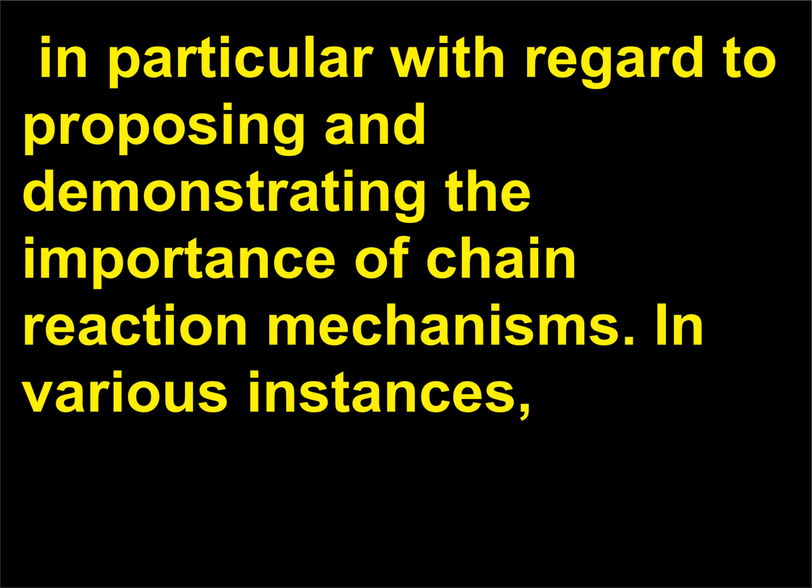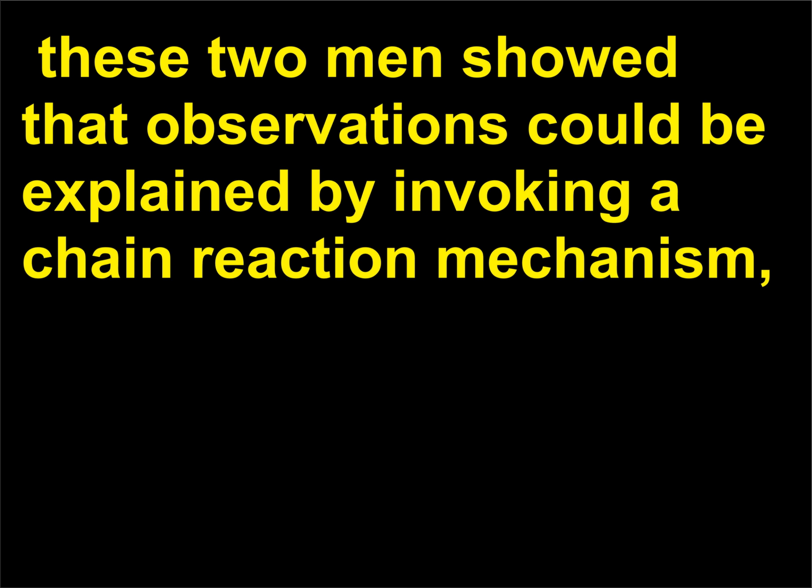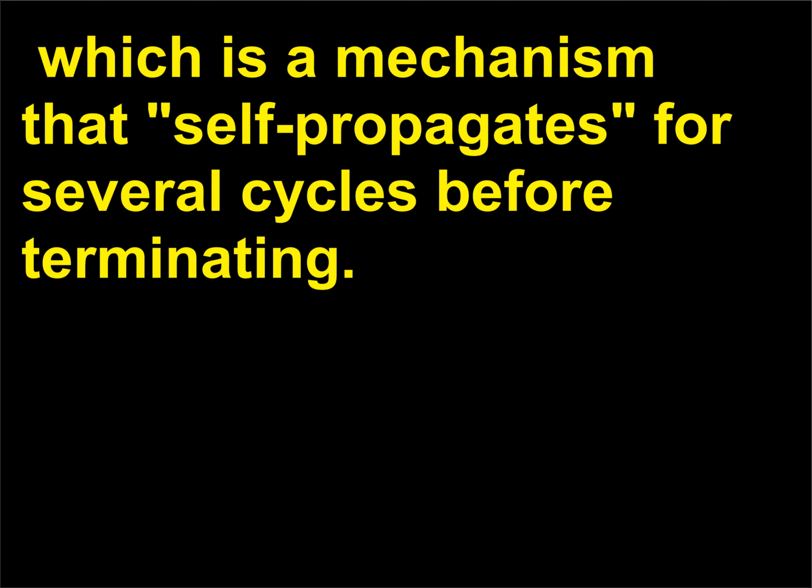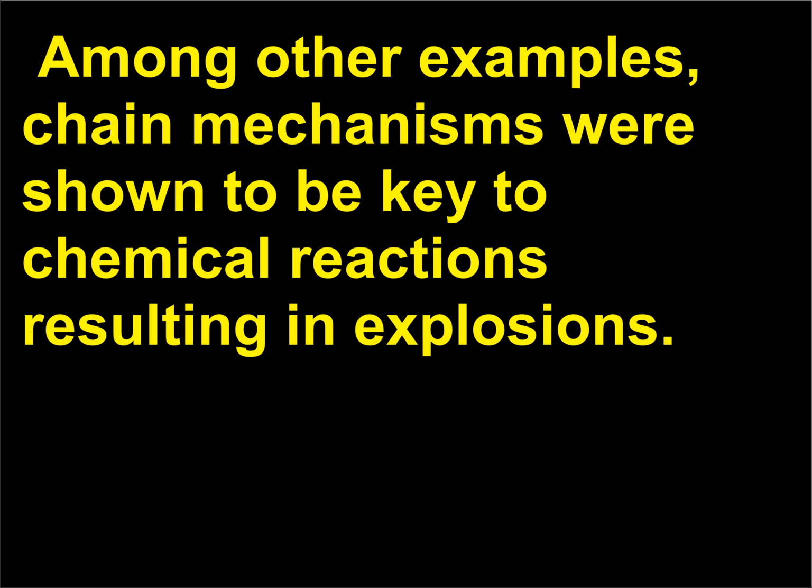In various instances, these two men showed that observations could be explained by invoking a chain reaction mechanism, which is a mechanism that self-propagates for several cycles before terminating. Among other examples, chain mechanisms were shown to be key to chemical reactions resulting in explosions.